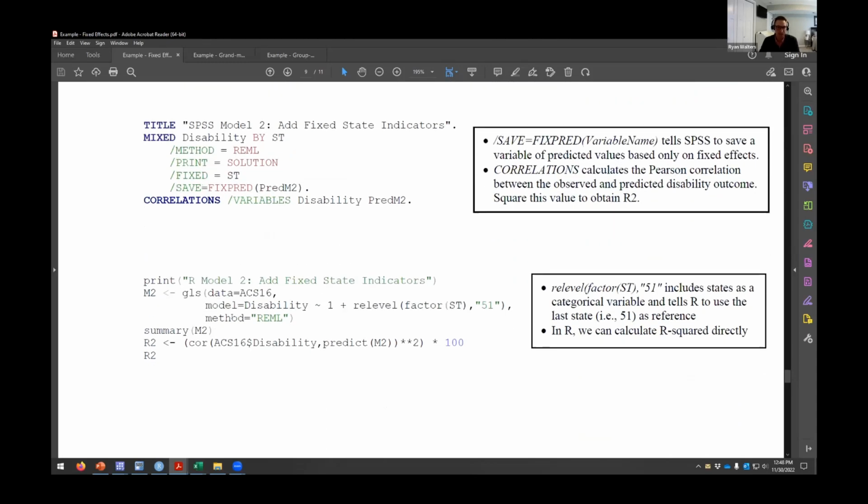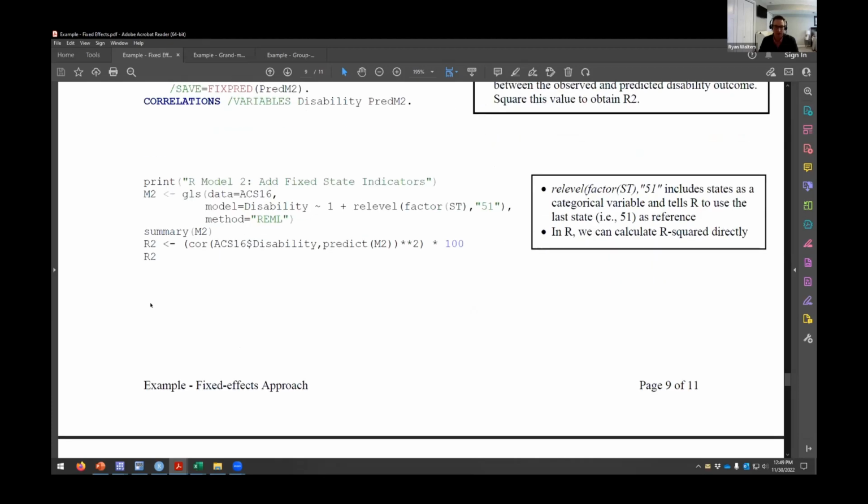R, using the gls package, the only thing we've added is right here. So again, we're going to specify relevel, which allows us to specify the reference group. factor(st) tells R that we want to treat states as categorical, and we're going to specify the last state, state 51, again as the reference group. Method equals REML. The nice thing about R, and I'm not going to talk all junk about R, is that it does have some nice features. We can actually calculate R square directly without having to use a calculator or some Excel spreadsheet. So we can get our total R square from that.